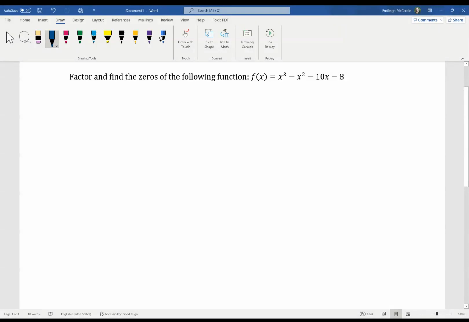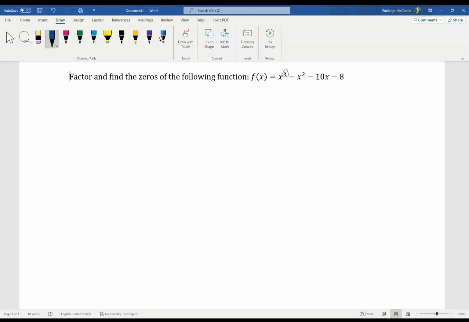This video will explain how to factor and find the zeros of the following cubic function. We know it's cubic because it has the 3 as the exponent here, as the highest exponent on any variable. Our goal is to use synthetic division to identify one of the zeros and then be able to write the quotient in a quadratic form that we can then factor by grouping.